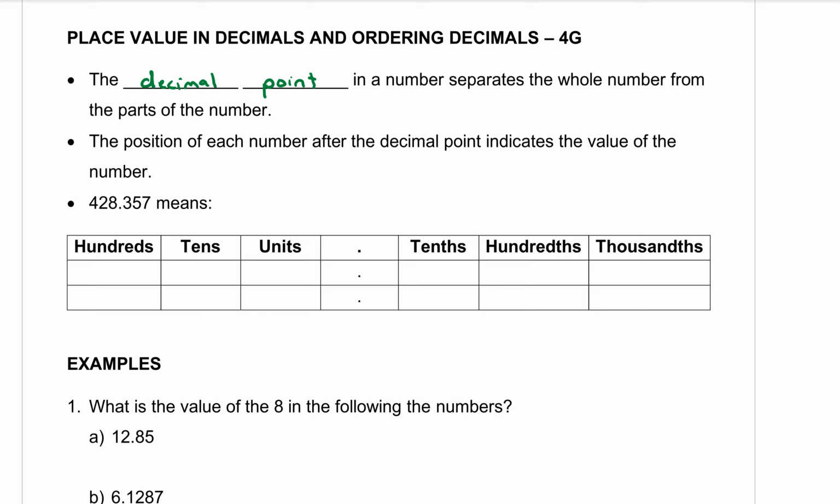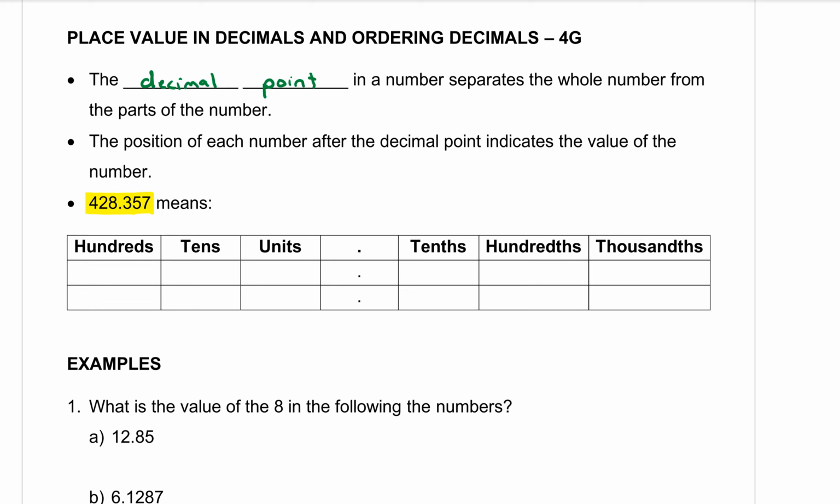The decimal point in a number separates the whole number from the parts of the number. The position of each number after the decimal point indicates the value of the number. So we're going to look specifically at this number here, 428.357. And we can break that number into its place value.